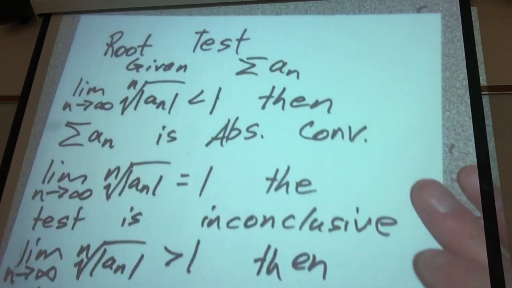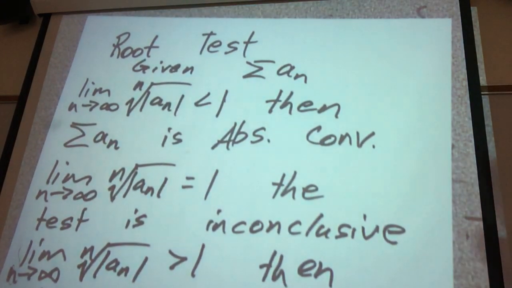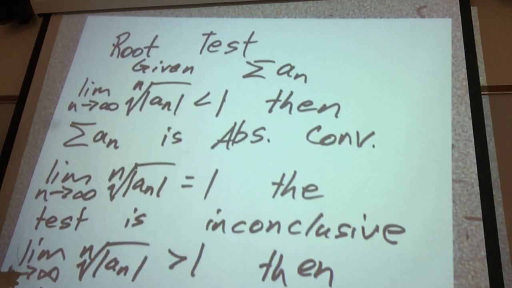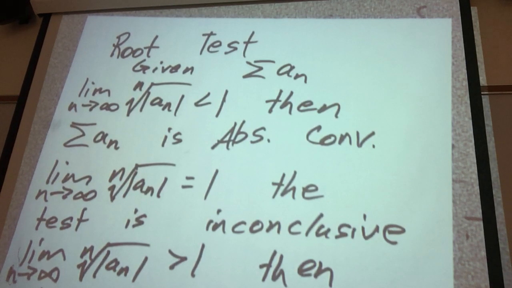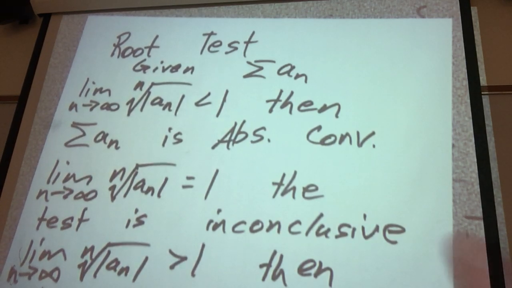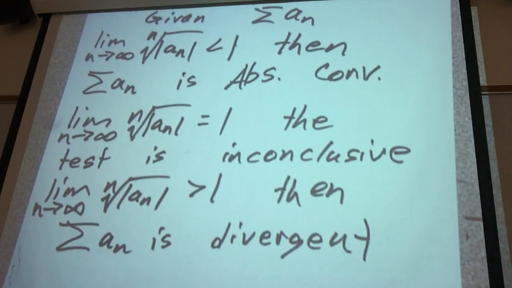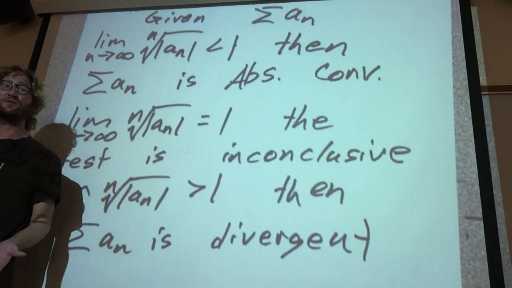Now the root test, okay? It's got similar rules to the ratio test. If the nth root of the absolute values is less than 1, it's absolutely convergent. If the nth root equals 1, the test is inconclusive. And if it's greater than 1, it's going to be divergent. Okay? So it's basically the same rules as the ratio test.